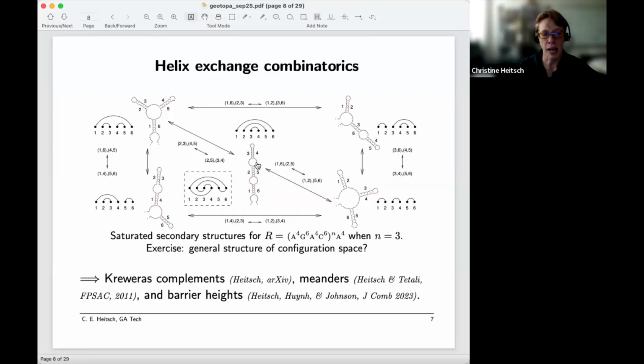But note that I cannot get from this one to this one directly in only one move. It takes me 2 of these breaking apart and repairing operations. But I can either go through this one where all 3 helices are incident on the central loop, or I can go through this one where all 3 helices are incident on what we would call the external loop.